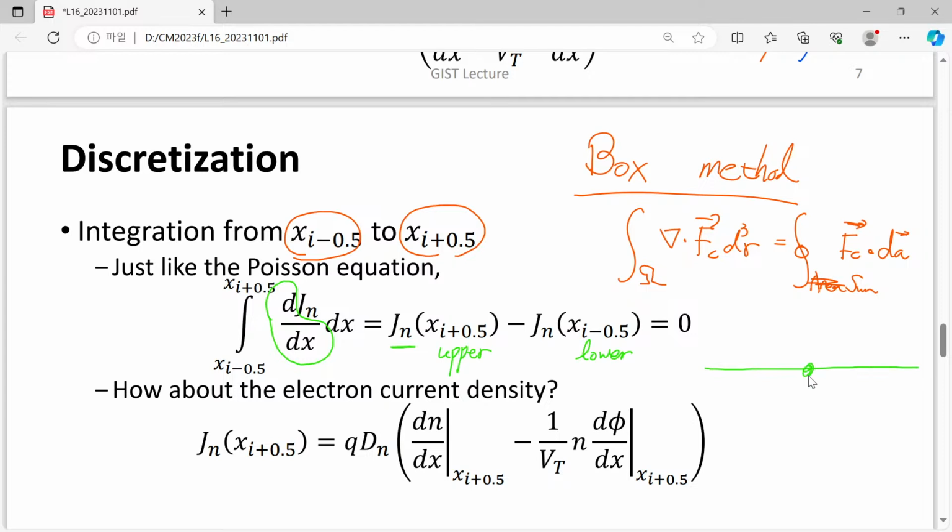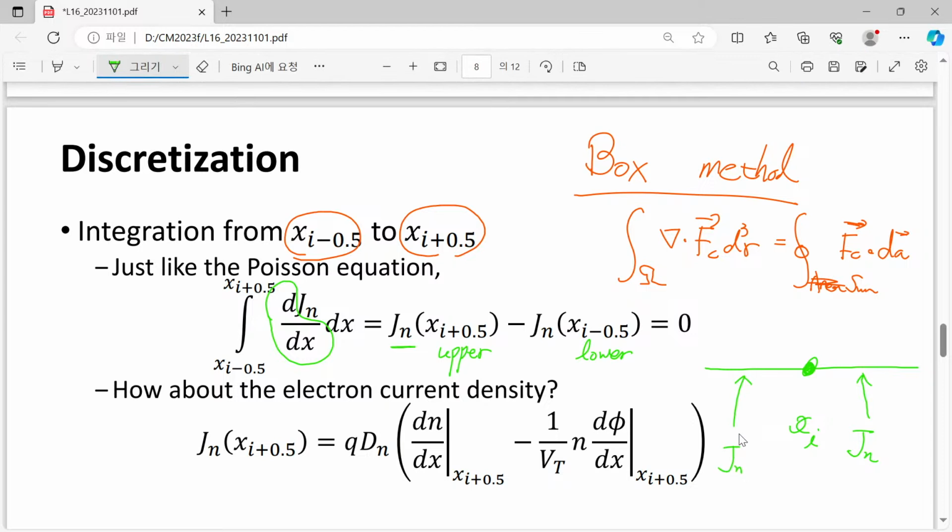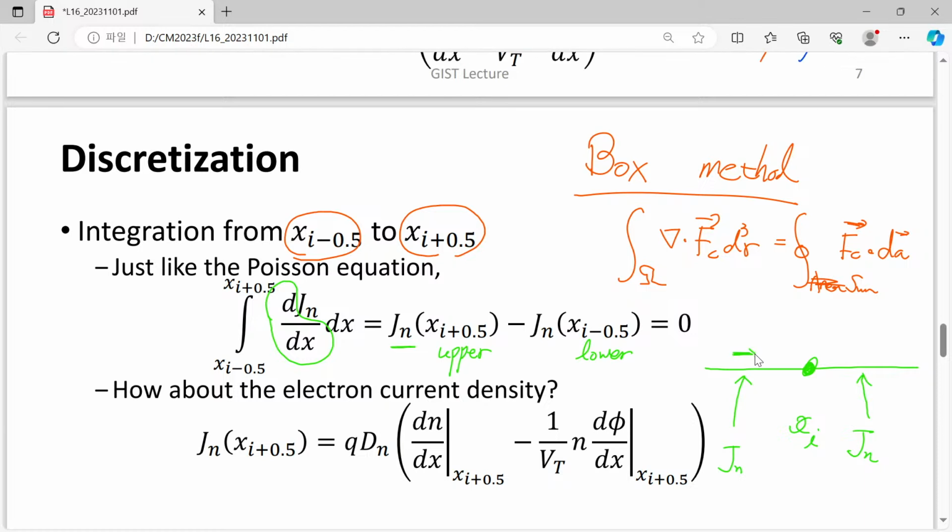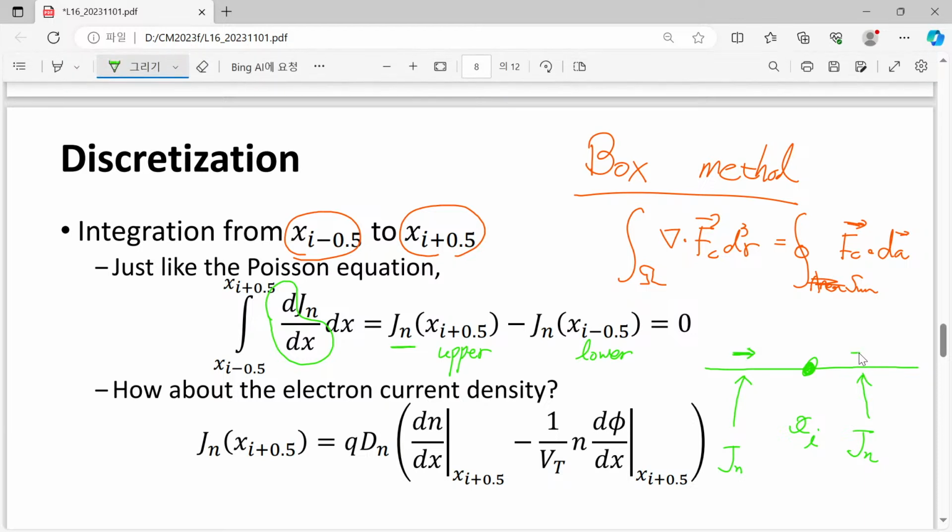In the one-dimensional case, we can have x sub i. Then what we have to do is evaluate j sub n at this upper point and this lower point and make the equation between them. I mean that the flux, or the current density, calculated at this point is equal to that at this point. At x sub i, we can introduce this kind of thing.